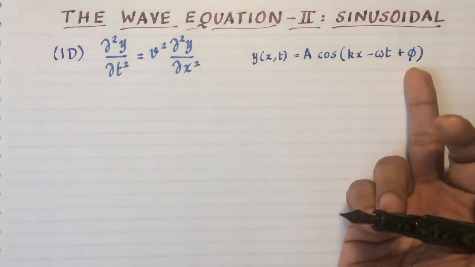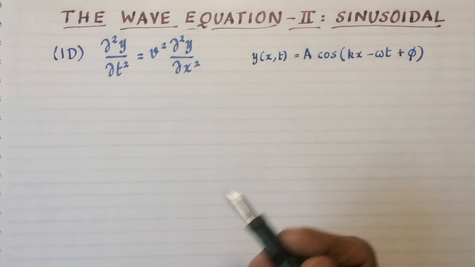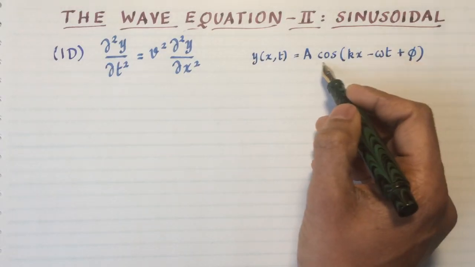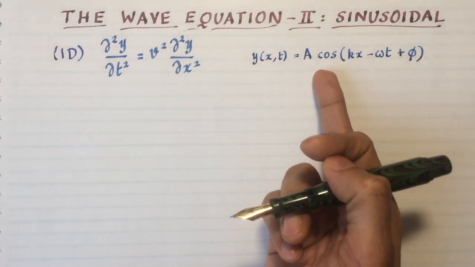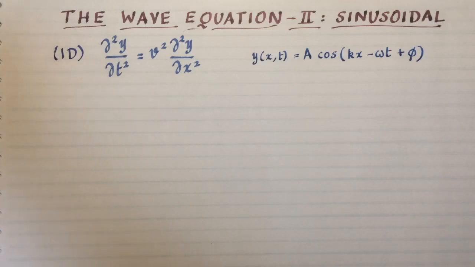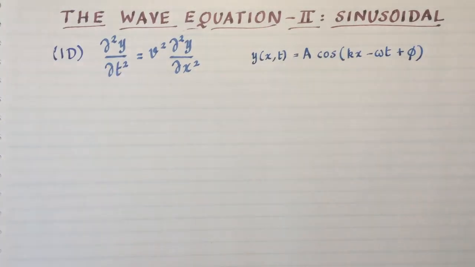And mind you, by taking the phase to be appropriate, I can make this cosine into sine. So the word sinusoidal does not necessarily mean you need to have a sine instead of a cosine. You can just have either a sine or a cosine. All trigonometric versions of sine and cosine are called sinusoidal. Let's just be clear on that. Now, this is a solution of that wave equation.